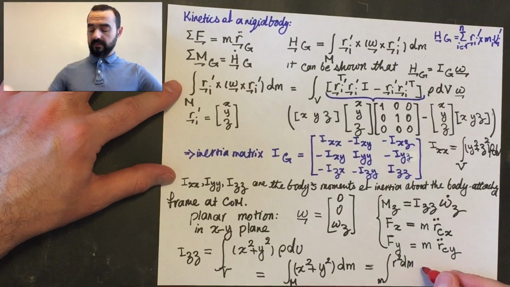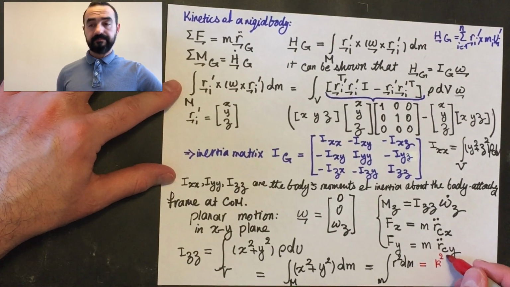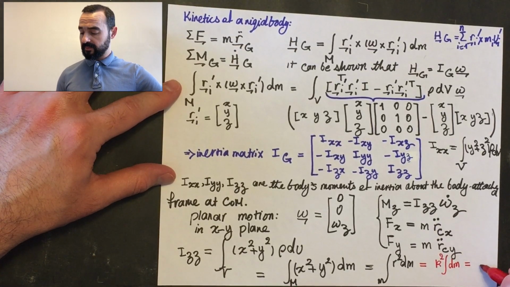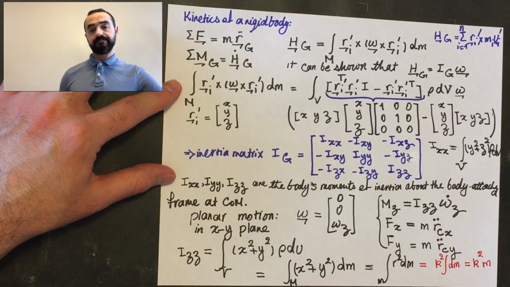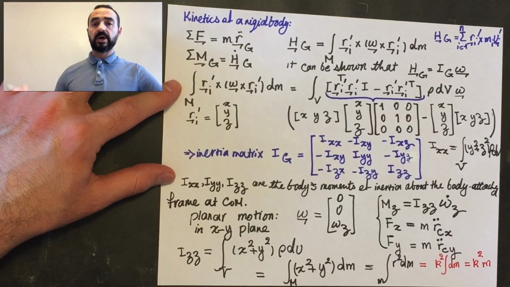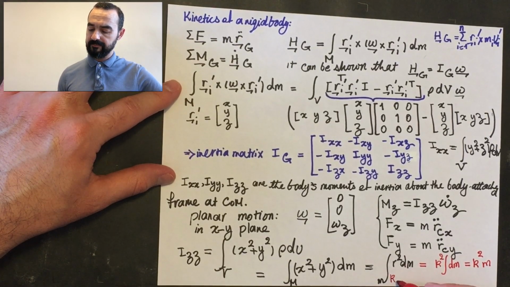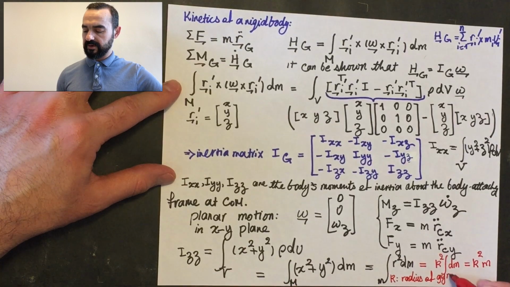So this is equal to k squared times the integral of dm. And we said that the total mass is, let's say, equal to m. This k is called radius of gyration. So k is called radius of gyration.